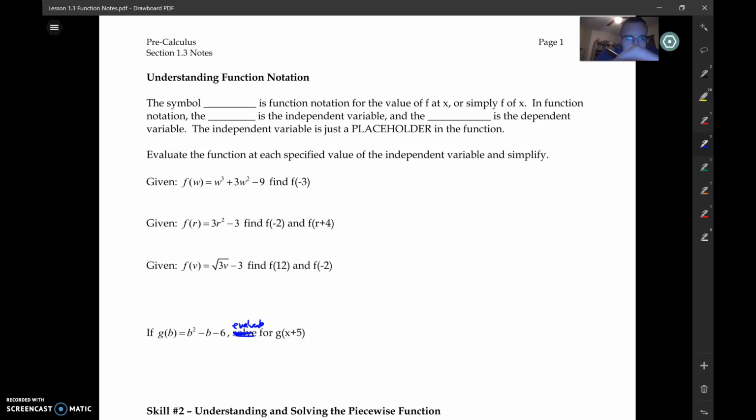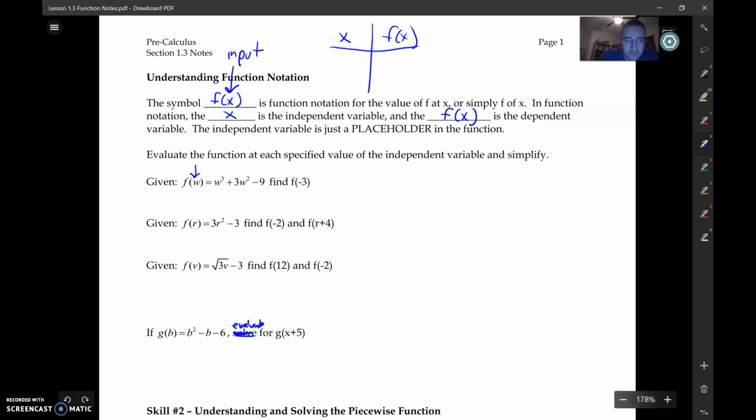The symbol f of x is function notation for the value of f at x. So the f of x is almost like the y value. We'll talk about this in a second, but your x is your input. That's what you plug into the function, and whatever it spits out is the y value, but instead of y, it's the f of x. It's the output. So inputs on the left, outputs on the right. In function notation, the x is the independent variable and the f of x is the dependent variable. And the independent variable is just a placeholder.